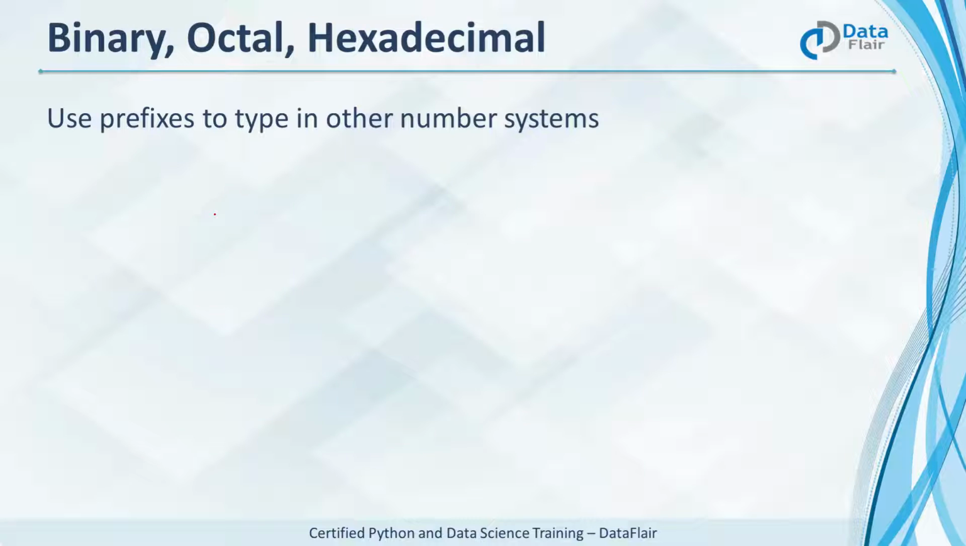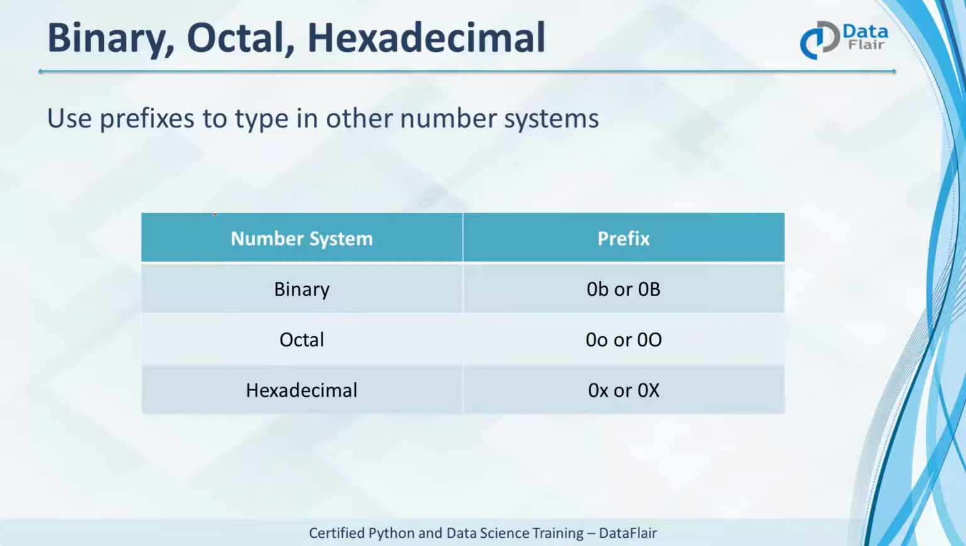A decimal number is made of digits from 0 to 9. Python also supports other formats like binary, octal, and hexadecimal. Binary numbers can only be made of digits 0 and 1. They have prefixes 0b or 0 capital B. Octal numbers can contain digits 0 to 7 and have prefixes 0o or 0 capital O. Hexadecimal numbers may have digits from 0 to F. F here is 15, and these are a total of 16 digits, 0 to 9 and A to F. Hexadecimal numbers have prefixes 0x or 0 capital X.